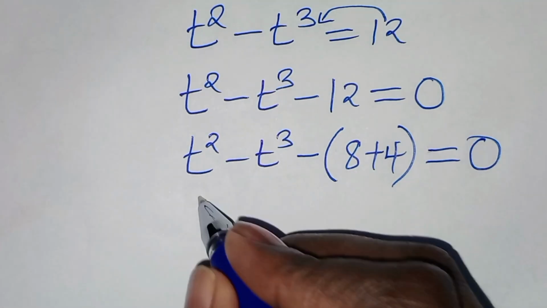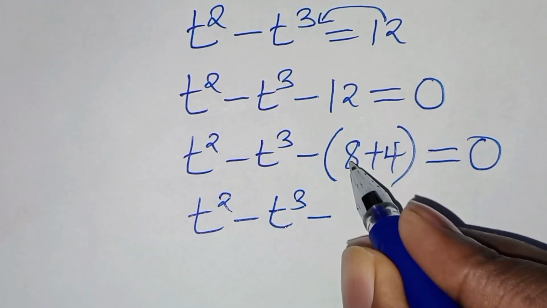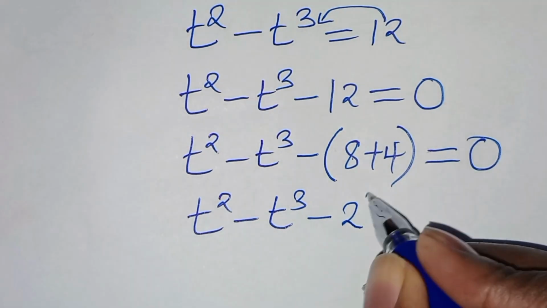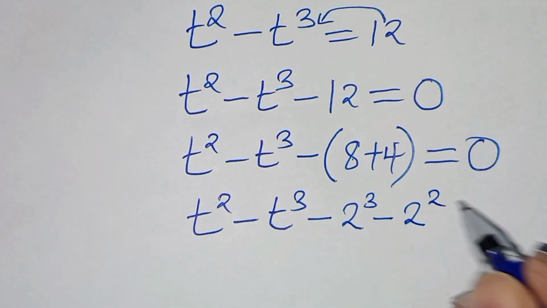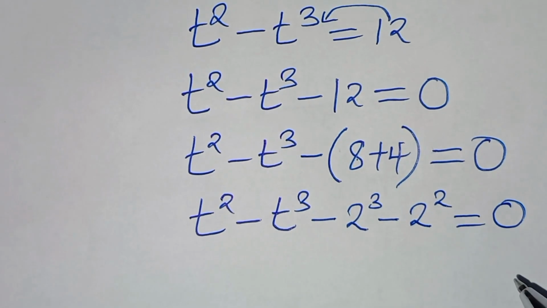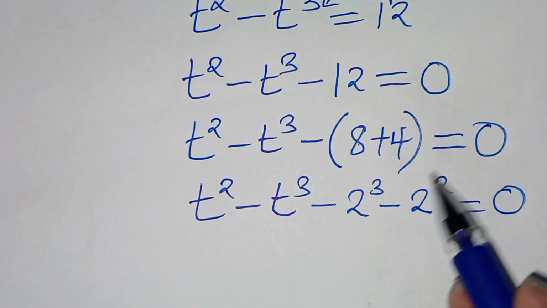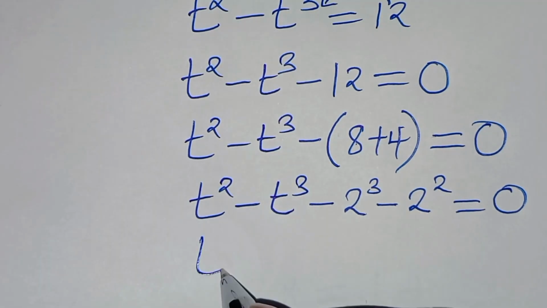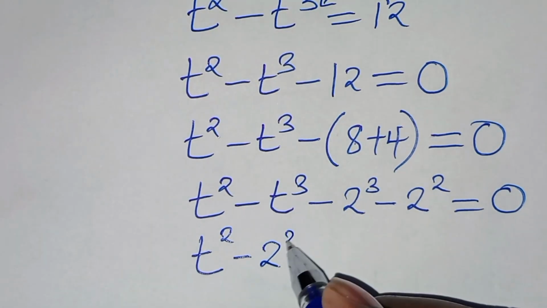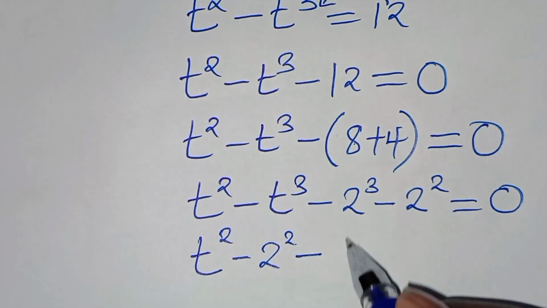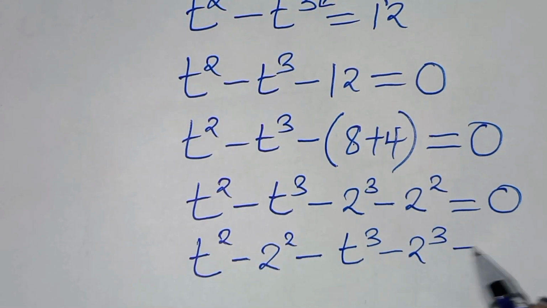So this implies that here we have t to power 2 minus t to power 3, subtract 8, which we can express as 2 to power 3, then here minus 4, which we can express as 2 to power 2. This is equal to 0. So the next step is that we have t to power 2 and we have 2 to power 2 here, so let's put these on the same side. So we have t to power 2 minus 2 to power 2, subtract t to power 3 minus 2 to power 3. This is equal to 0.